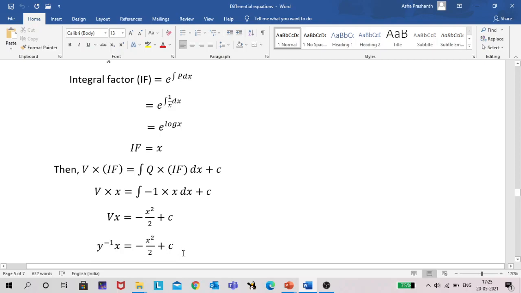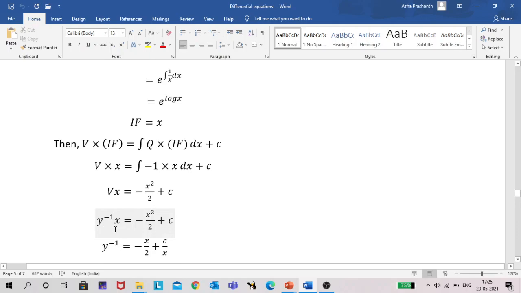If I want to write it in terms of y is equal to something, so y inverse is equal to, I am taking this x to the right hand side, it comes to the denominator, x square by x is x, right? And this is c by x. This is the solution for this equation. Clear?